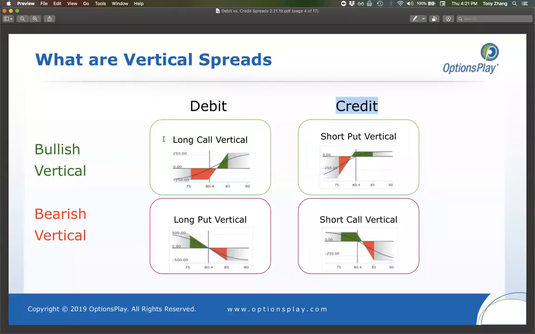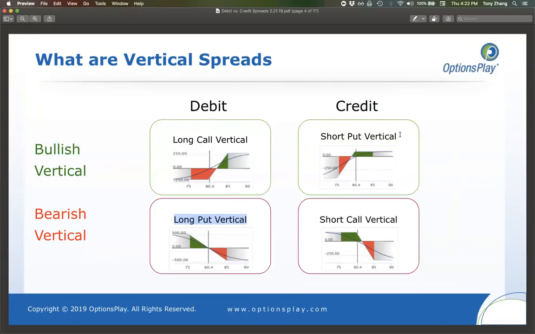So on the bullish debit side, you have a long call vertical. This is probably one of the first spreads that many of you that are newer to options will probably trade, either a long call vertical or a long put vertical. These are relatively simple to understand if you understand buying a call or a put. You're effectively buying a call or a put and selling an additional leg against that to offset the cost of that call or put, to reduce your risk, to reduce your overall capital outlay.